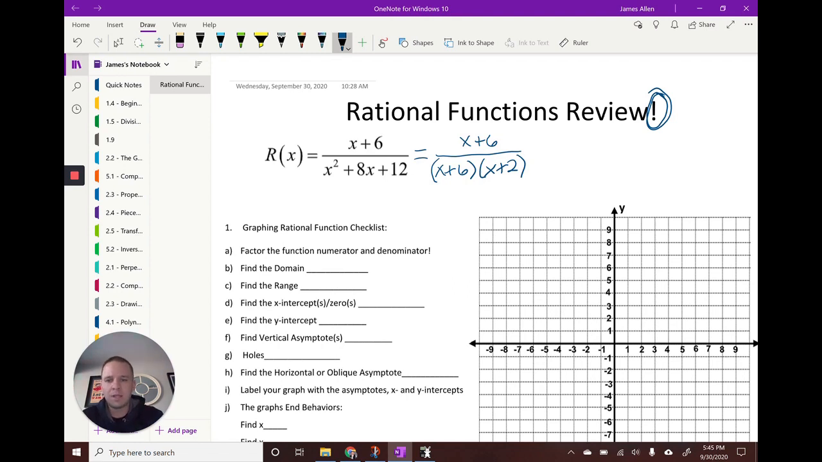All right. So let's see here. We've got a little checklist going on here. So what's our domain? Let's address the domain first. Well, the domain is anything that I have to exclude when it comes to rational functions. What can I not divide by? Because this is a fraction. We have a polynomial over a polynomial, right? That's what we have here. What can I not divide by? I can't divide by 0. Well, what's going to make my denominator 0? That would be -6 and -2. So I need to write my domain as something like this. X such that x cannot equal -6 or -2.